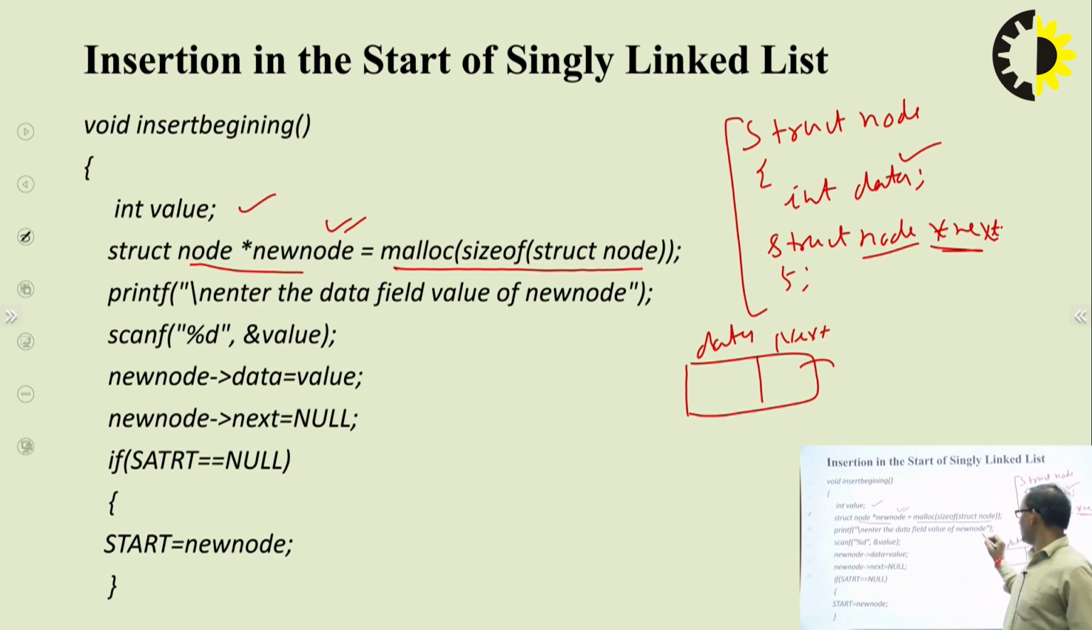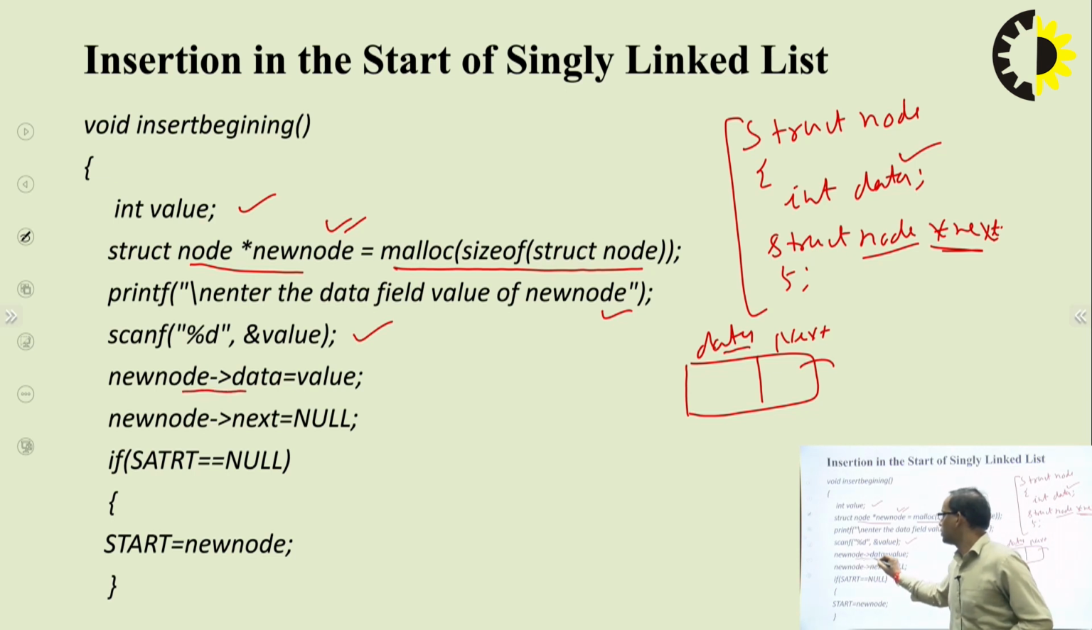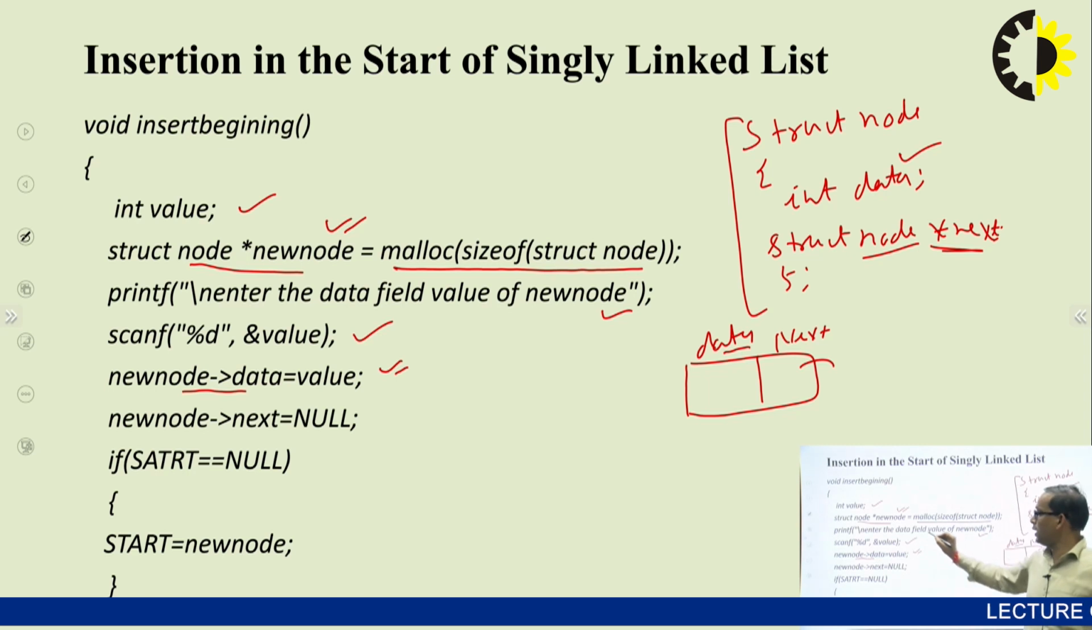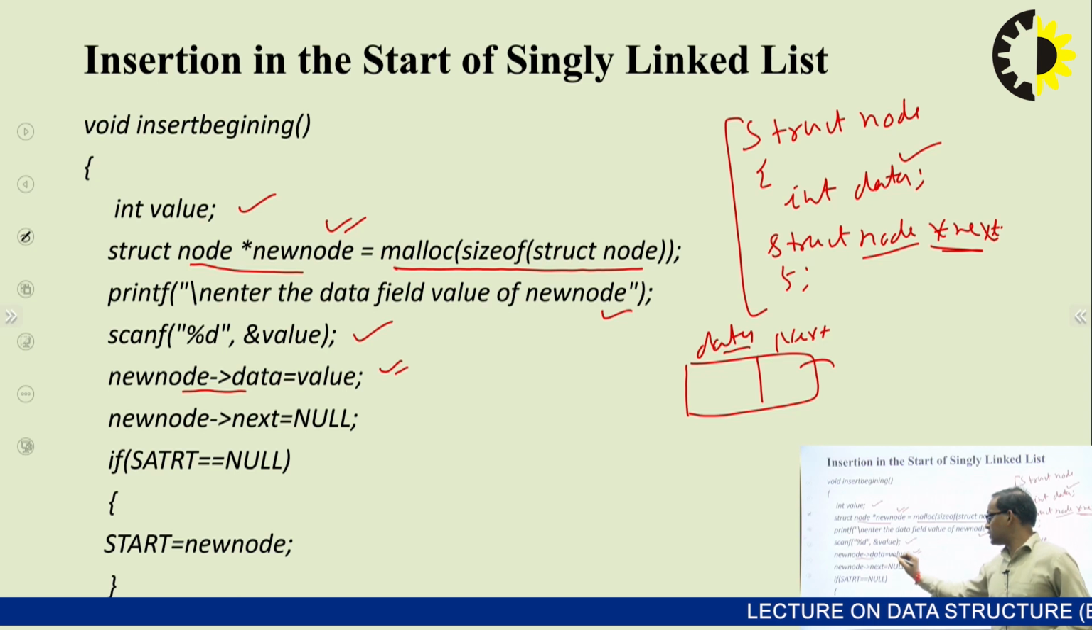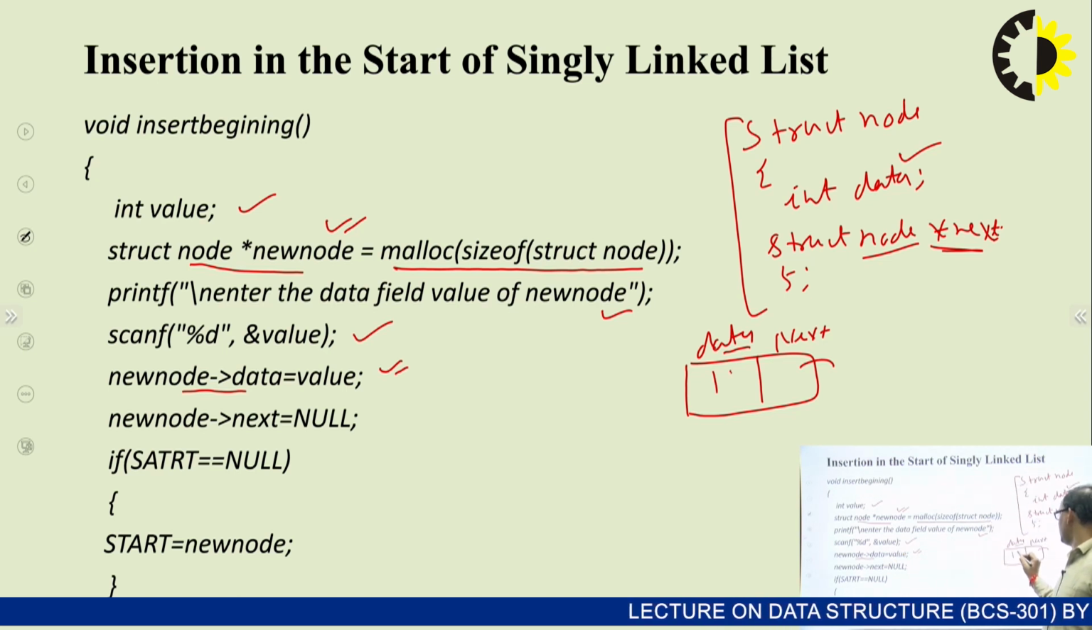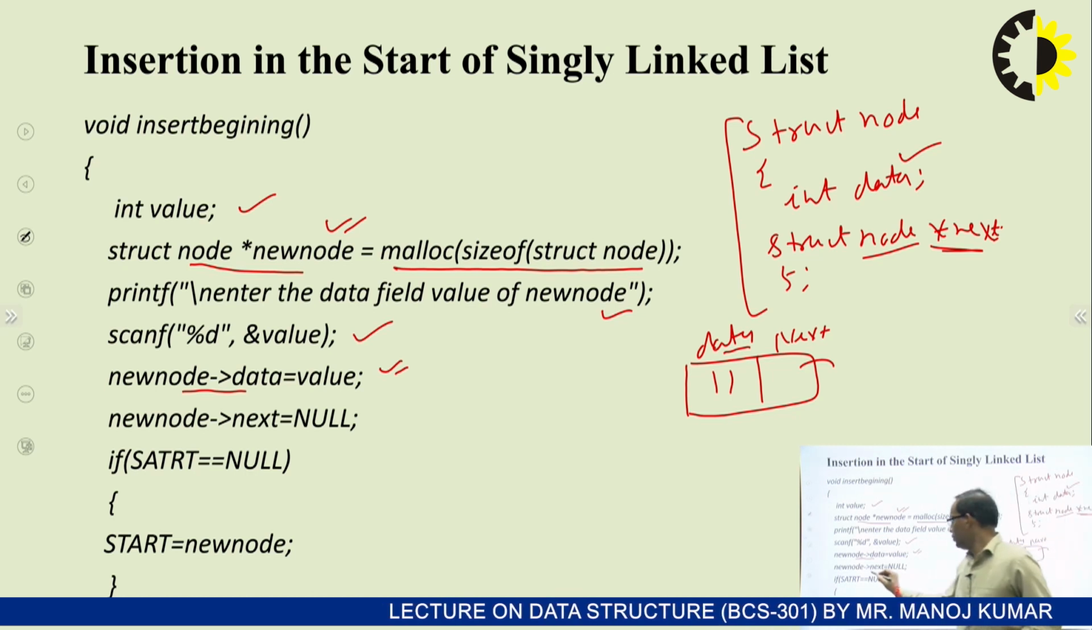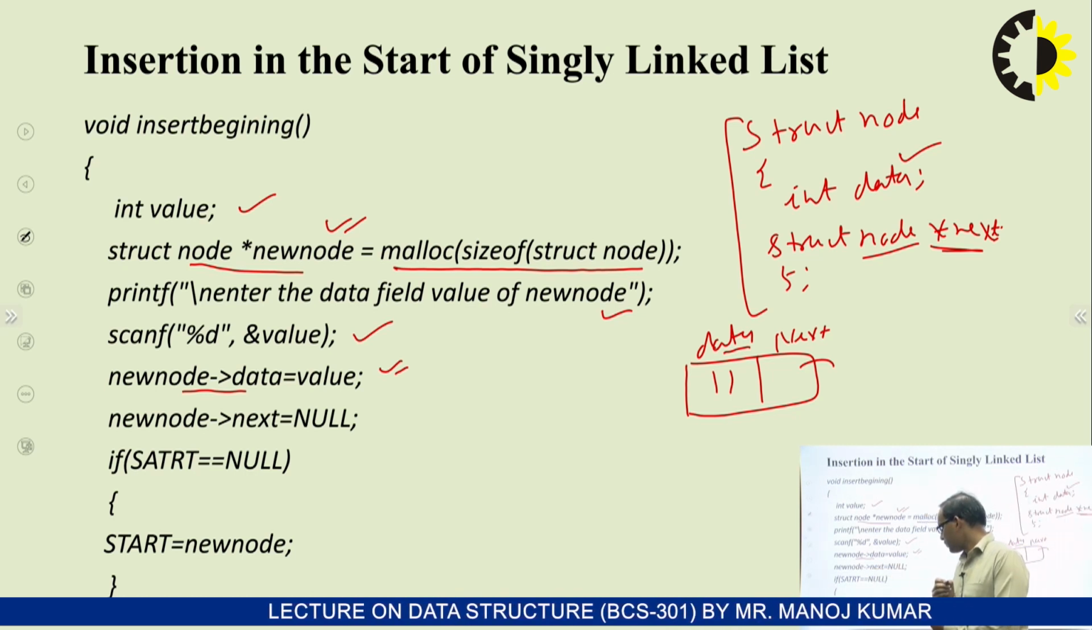After that, enter the value to be stored in the new node. We are taking the input from the user. Next, in order to assign the value to the data field, this arrow operator is used: new node arrow data is equal to value. Whatever value we enter here will be assigned to this node. Suppose we have entered 11, then 11 will be assigned to the data field in the new node, and new node next is equal to null.